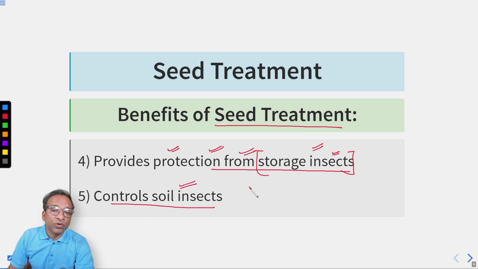And it also controls the soil insects. Sometimes the insects are present in the soil, and when you sow the seed, they can affect your seed and its germination. Sometimes they can even eat away our seeds. So in that respect, it is very important to have our seed treatment.